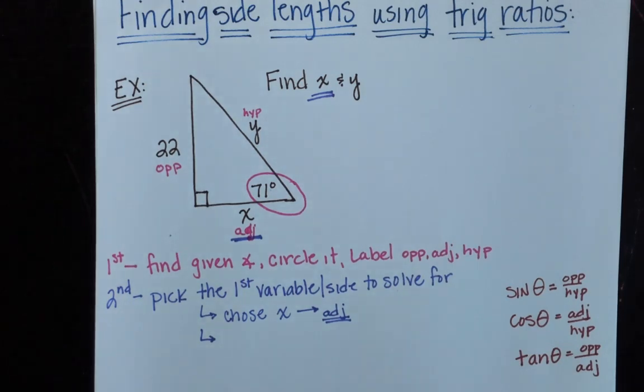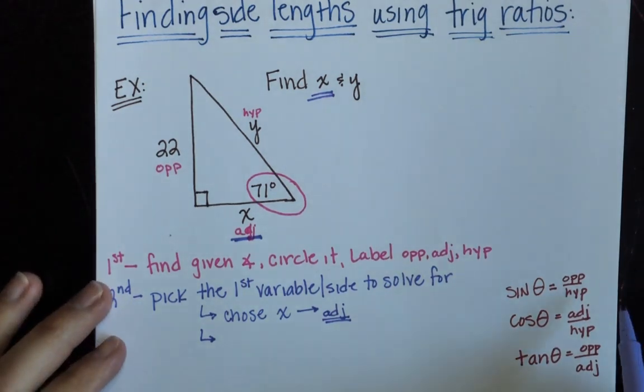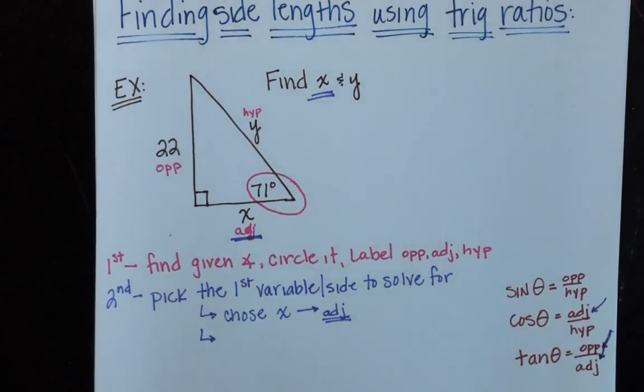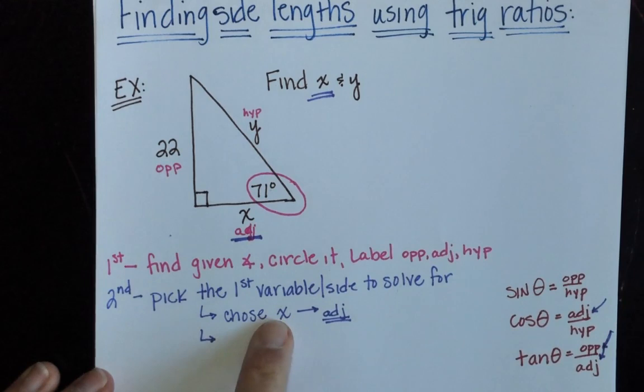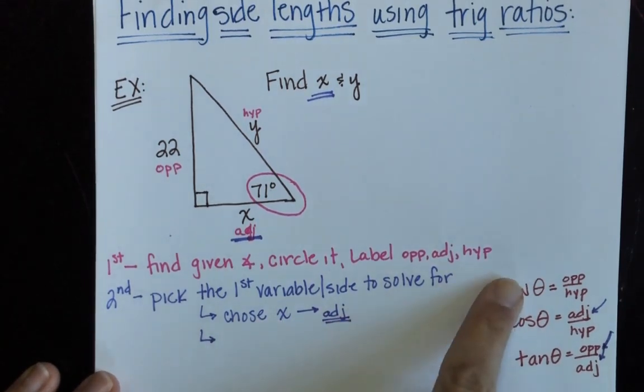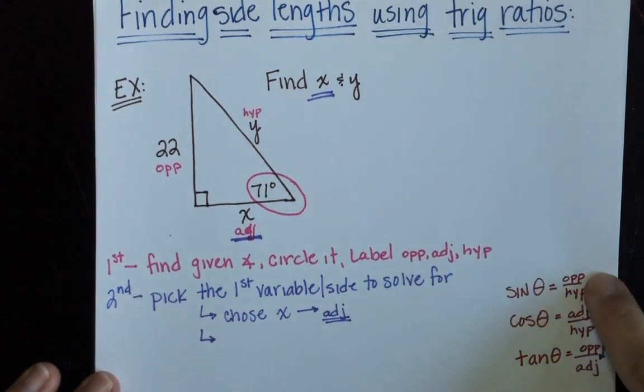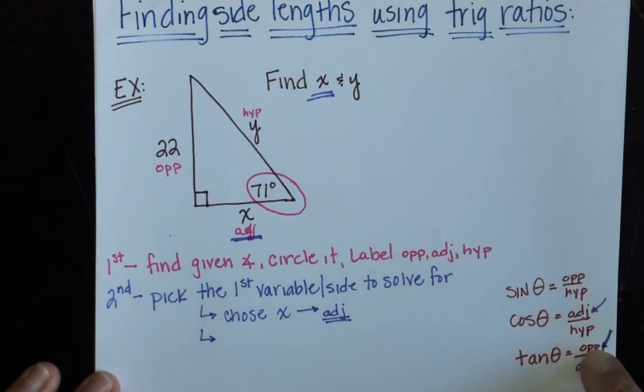And the reason that's important is I should be able to see that two of my three ratios have adjacent. So what that tells me is if I'm going to solve for x, which is on the adjacent side, I don't care about sine. Sine doesn't have adjacent. I've narrowed it down to these two.